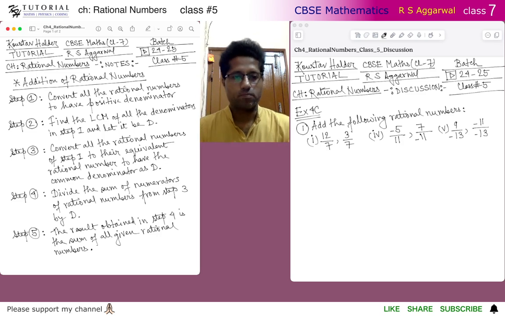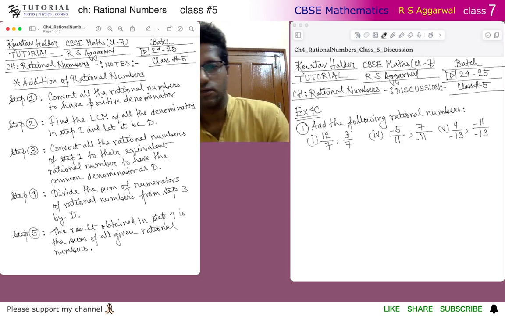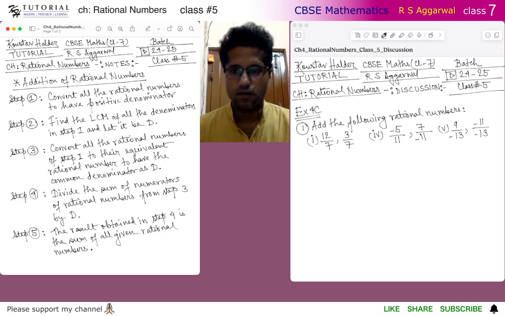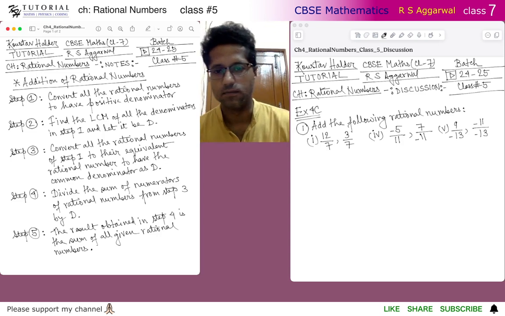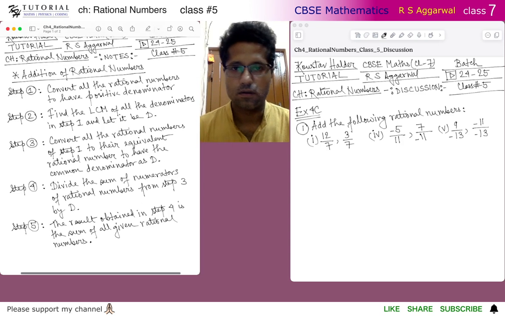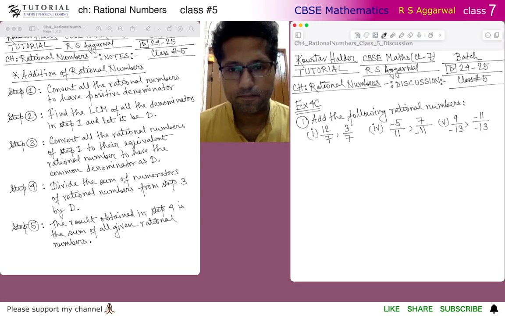Now let's solve a few problems on the addition of rational numbers from exercise 4C. It says add the following rational numbers. Let's do the first one. The first one says we have to add 12 by 7 plus 3 by 7.